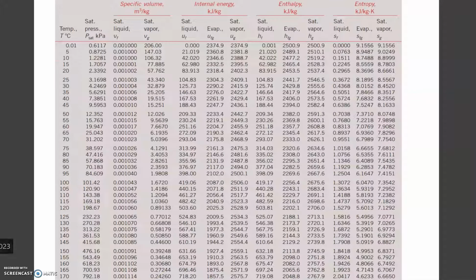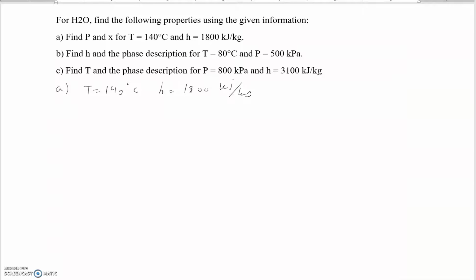The way it helps us is basically to check the enthalpies and look at the values of HF and HG, right? So if you go to 140 and read those two values, I'm going to write it for you here, based on the table. HF is equal to 589.16, HG is equal to 2733.5, both of them kilojoule per kilogram.